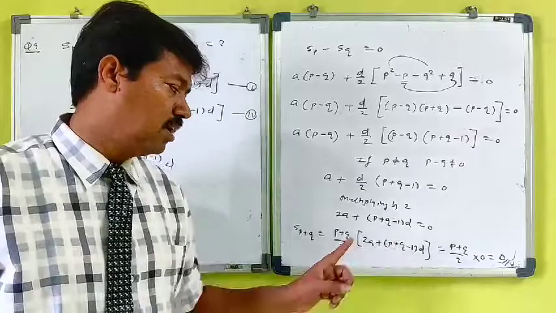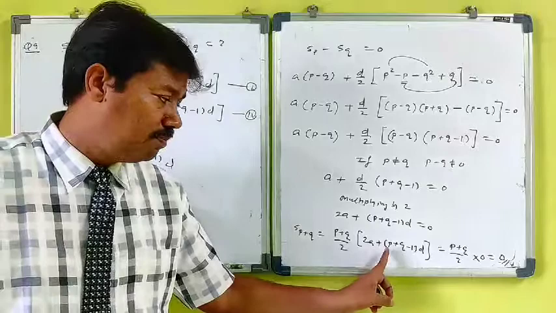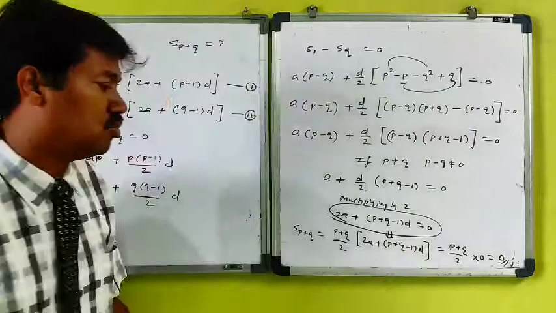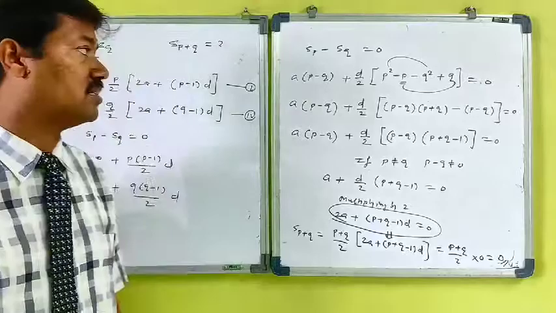So, s of p plus q will be what? P plus q upon 2, 2a plus p plus q minus 1 into d. Now, this value we have taken from this, and we have substituted it here. So, p plus q upon 2 into 0. So, your answer will be what? 0. That's our answer for this.